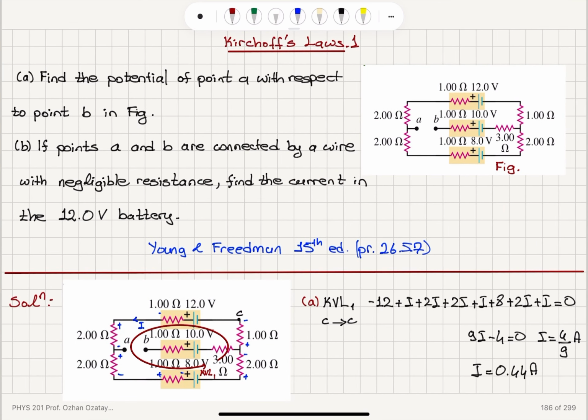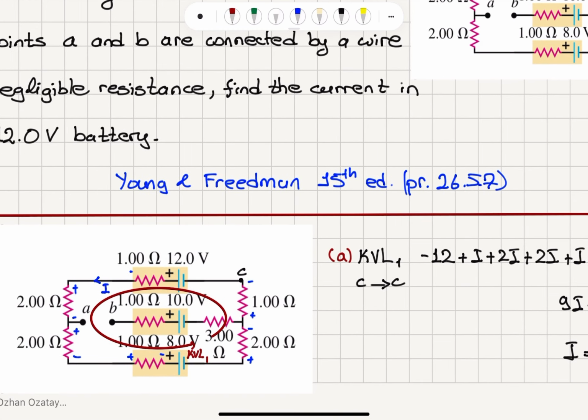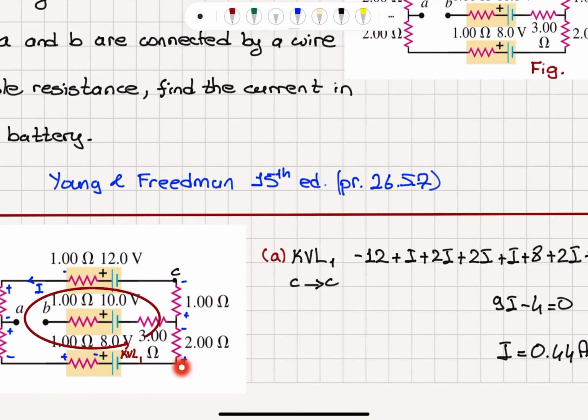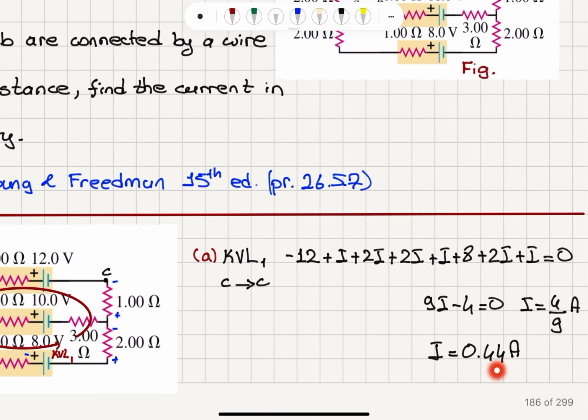Okay, so this is an application of Kirchoff's laws. First, we want to find the potential of point A with respect to point B without any connection between the two. So I have written Kirchoff voltage law for this first loop here. Starting at point C, ending at point C, I have minus 12 plus I plus 2I plus 2I plus I plus 8. Then I have plus 2I and plus I, it's adding up to 0. That gives me the current, 0.44 amps.